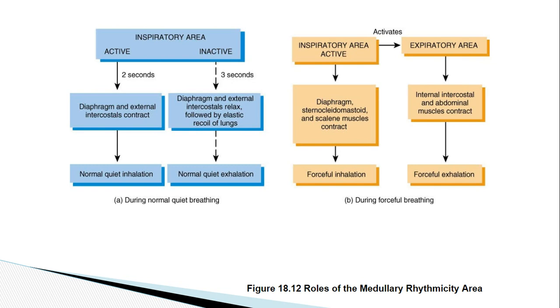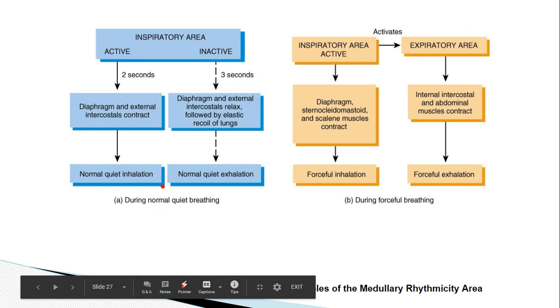When your inspiratory area is active, you can start turning it on to increase the amount of contraction of these muscles and have harder inhalation. And you can start to turn on the internal intercostals and the abs to cause forceful exhalation. So this is like when you're breathing heavily versus when you're breathing lightly.